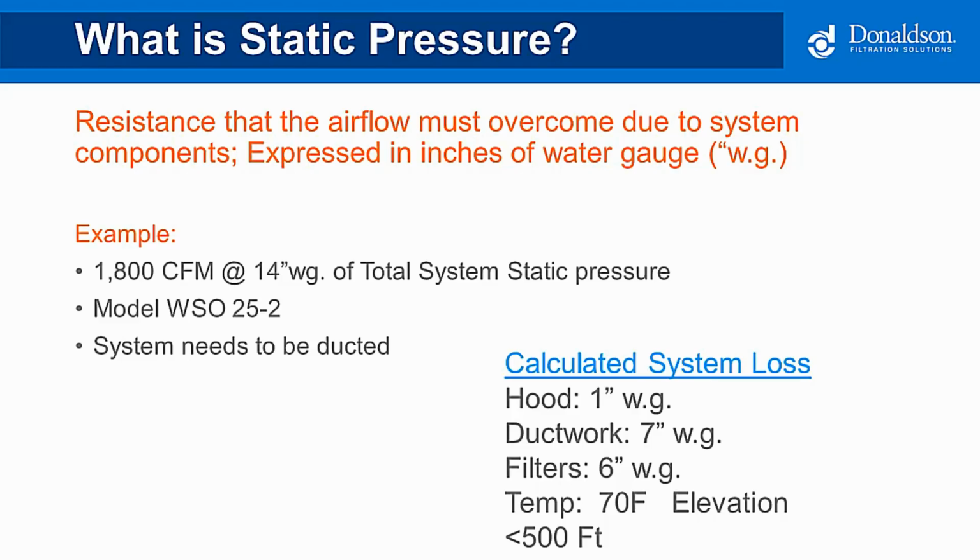And then the rep states that this system does have an option for a 7.5 horsepower integrated fan. We need to evaluate that total system static pressure to see if that fan, which will save us some money, will work for our particular application. So we know the temperature is ambient. We know the elevation's below 500 feet.